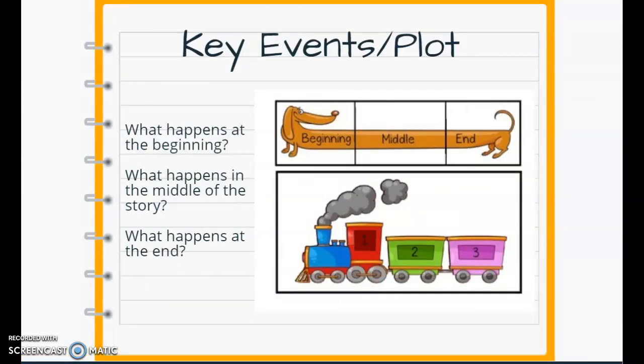The next part is plot. So plot is just what happens at the beginning, middle, and end. And they have to go in order like 1, 2, 3, like you see on this train.